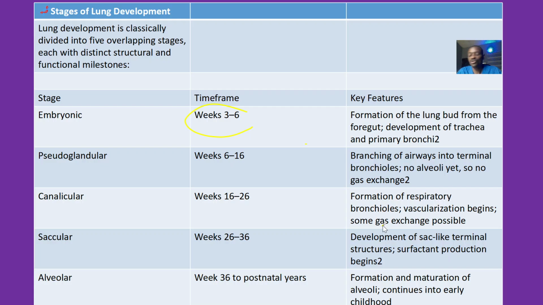So at different stages, they're trying to tell you that if a baby is born at this stage, is there a possibility of survival? Can the baby be able to initiate breathing by itself? Do you understand? Week 26 to week 36: development of sac-like terminal structures, and surfactant production begins. So at least if a baby is born within this time with proper care, they can eventually start breathing by themselves. The alveolar stage is week 36 to postnatal years. There's formation and maturation of alveoli that continues into early childhood.